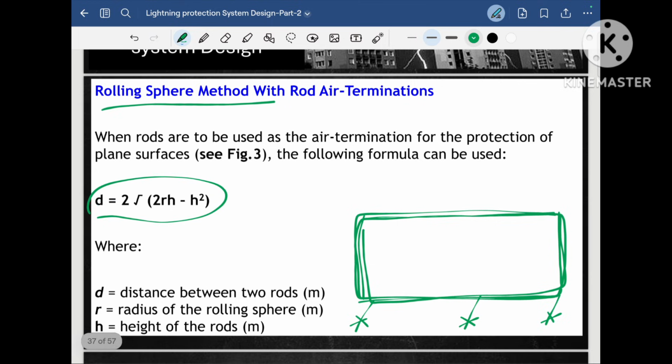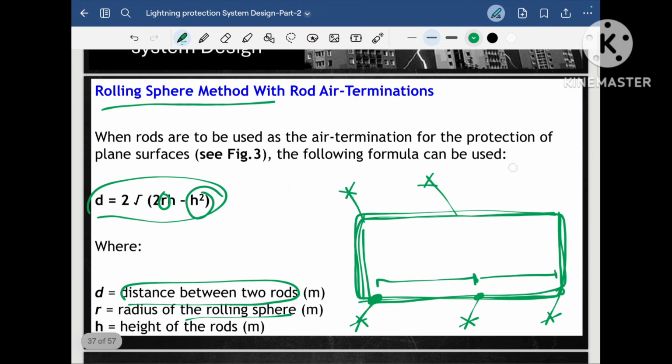D is equal to 2 under root 2RH minus H square. What does it mean? Here D stands for the distance between the two rods. So we have to know where our rods will be, so that we will come to know the distance between the two air terminals. R is the rolling sphere method radius, and H is the height of the rod. Suppose I have a material submittal and the rod height is 1.5 meter. So our height will be 1.5 meter.